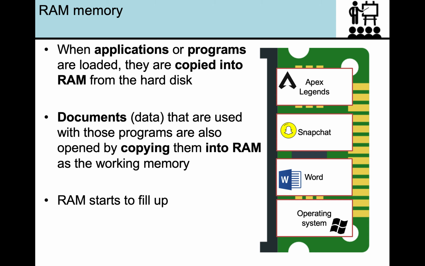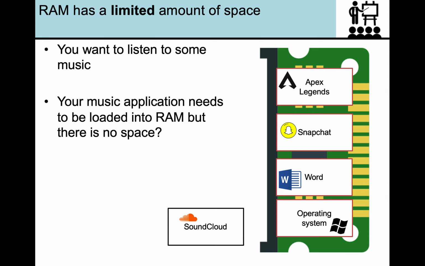Now, as you can see, RAM starts to fill up. The space is limited. So let's say I suddenly want to listen to some music and I need to open up SoundCloud. Well, my music application needs to be loaded into RAM, but there's no space. So what's going to happen? RAM has a limited amount of space. Any documents that are open and in use are loaded into RAM. But at what point have you been using a computer when suddenly it says, I can't open this, RAM is full? It definitely starts to slow down.